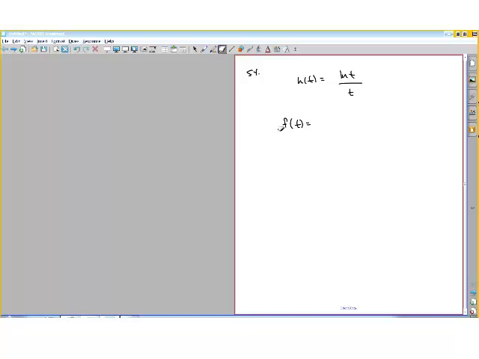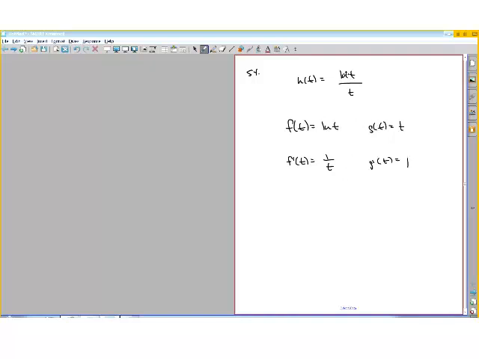So the numerator is f of t is equal to the natural log of t, and g of t, which is the denominator, is t. So we can take the derivatives of each one of these separately. And so we get 1 over t for this derivative, and we get 1 for that.